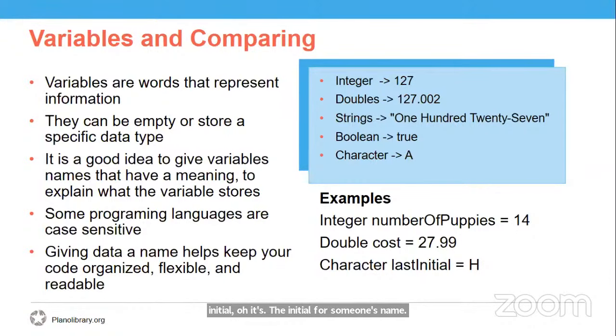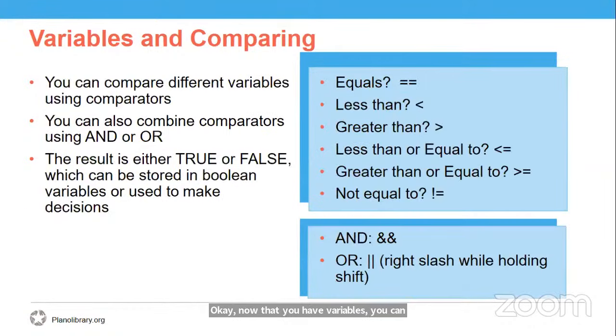Okay, now that you have variables, you can compare them using comparators. Comparators are just the greater than, less than, equal to, greater than or equal to. They're usually written over like they are in that blue box there because there isn't a greater than or equal to sign on your keyboard.